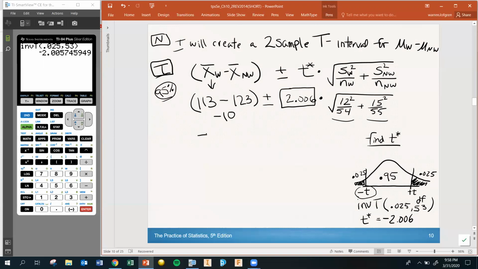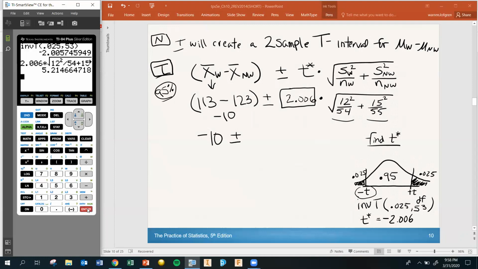And so now I'm going to calculate what the margin of error is. What is all of this right here? So I'm going to go back to the calculator. I'm going to do all of that in one line, 2.006. There's my t. I'm going to take that times the standard deviation, standard error, I should say, which is 12 squared divided by 54 plus 15 squared divided by 55. So I'm taking the t-score times the standard error, and I get about 5.215 is what it says. So we'll put that in here. So there's our margin of error.